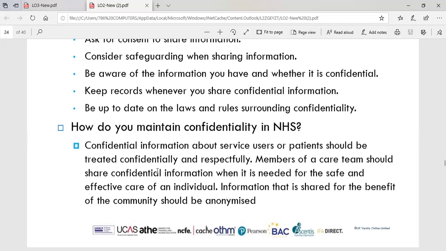So members of a care team need to share confidential information when it is needed for the safe and effective care of individuals. Information that is shared for the benefit of the community needs to be anonymized.